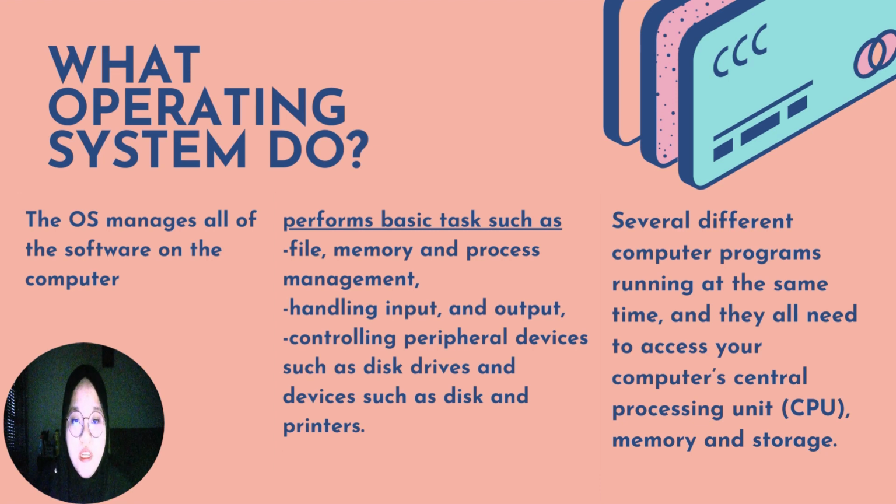So what does the operating system do? The operating system manages all of the software on the computer. It also performs basic tasks such as file, memory, and process management, handling input and output, controlling peripheral devices such as drives and devices such as disks and printers. Also, the operating system has several different computer programs running at the same time, and they all need to access the computer's central processing unit, which is CPU, memory, and also storage.